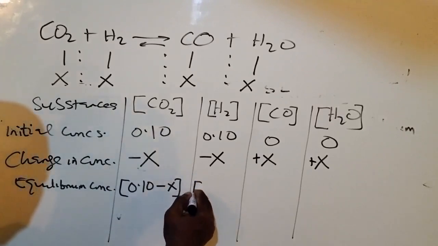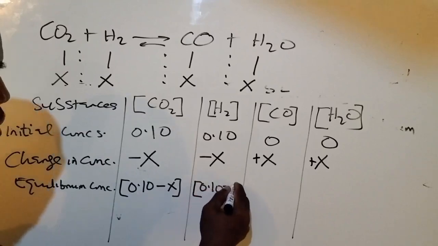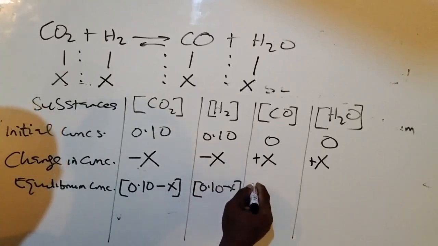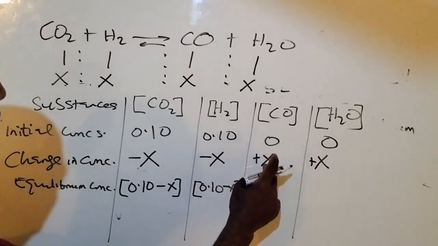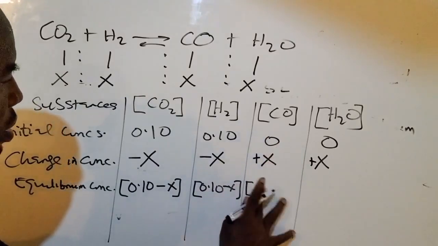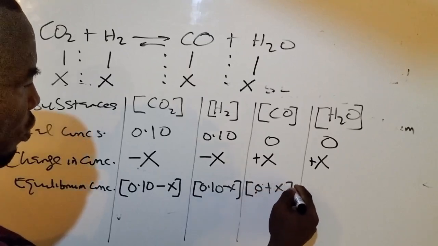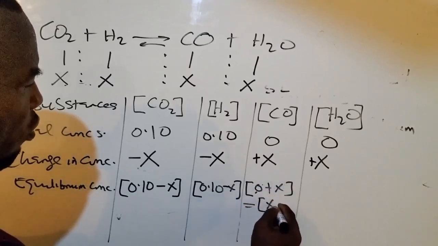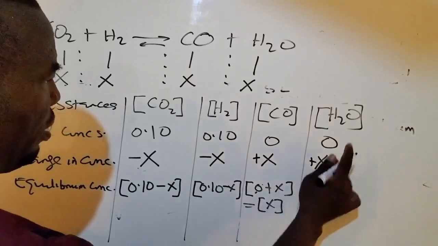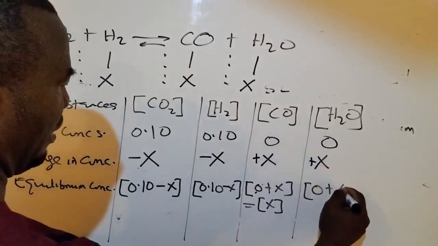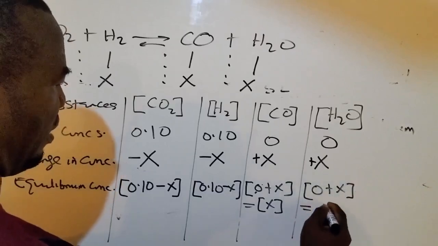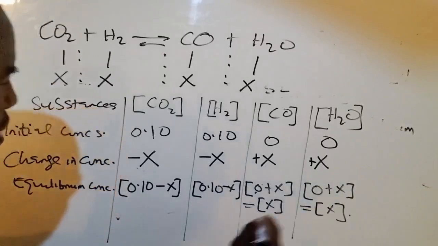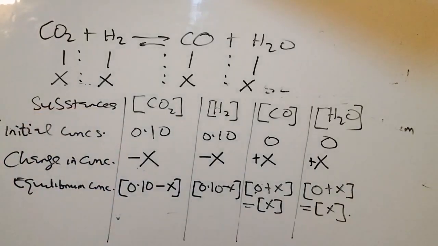The same thing here, 0.1 minus S. For the product, it's going to be 0 plus S, giving us the same S. For this other one, the same thing, 0 plus S, because the product is increasing in amount while the reactants are decreasing, giving us the same S there. So having done that, we have prepared our ICE table.